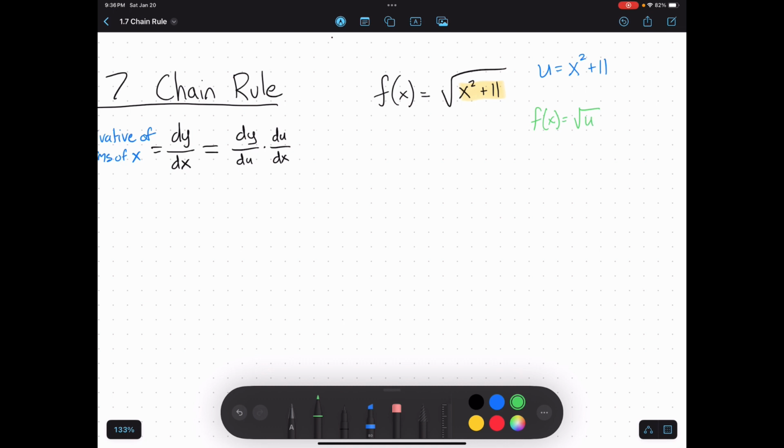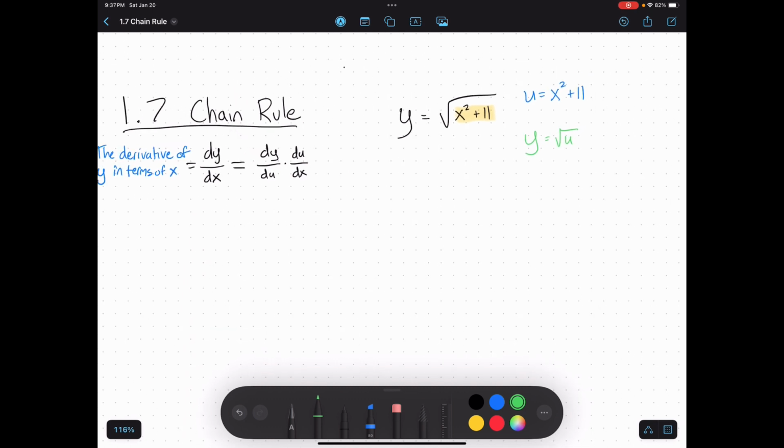To put this all in terms of the same notation, instead of labeling this f of x, let me just label this y to make things a little clearer. That's a little bit more straightforward. So by taking x squared plus 11 and calling it u, I now have two different equations: an equation of u that's in terms of x, and an equation of y that's in terms of u.